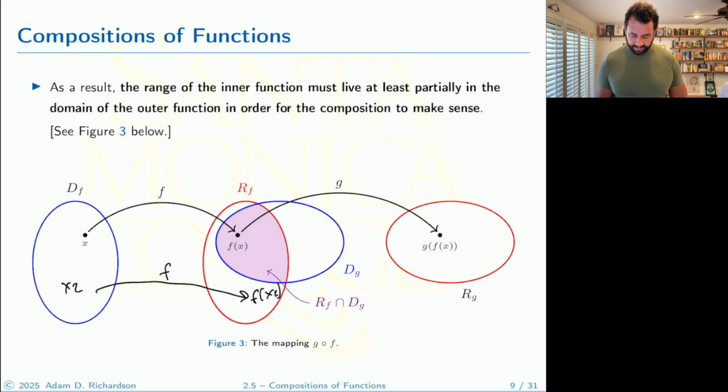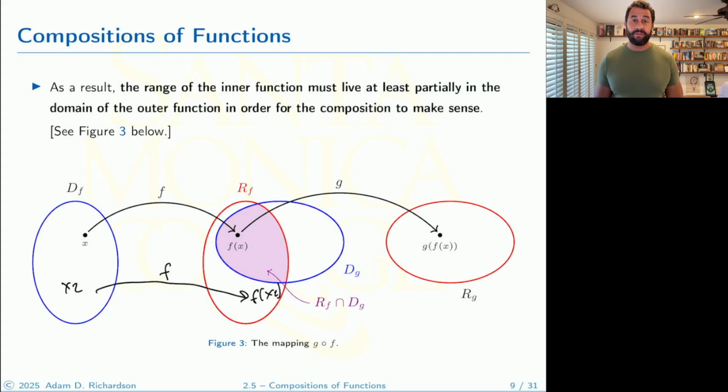Now, notice the problem. f of x2 is not in the domain of g. So g cannot process this. You can't take x2, pass it through f to get f of x2, and then pass it through g. It won't work, right? That's because this point does not lie in this overlap.